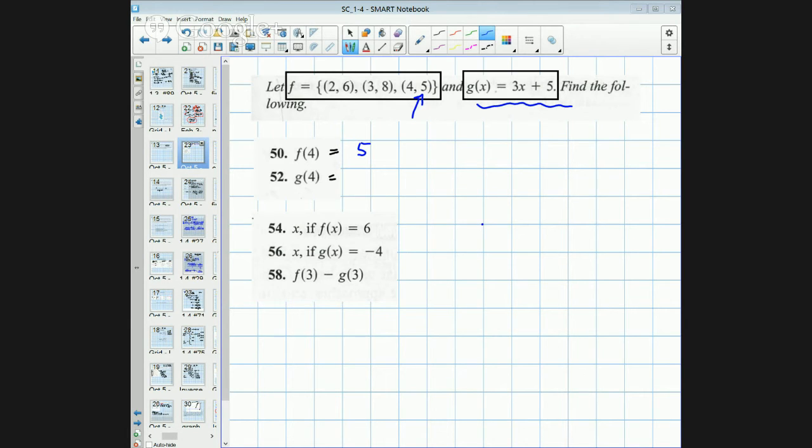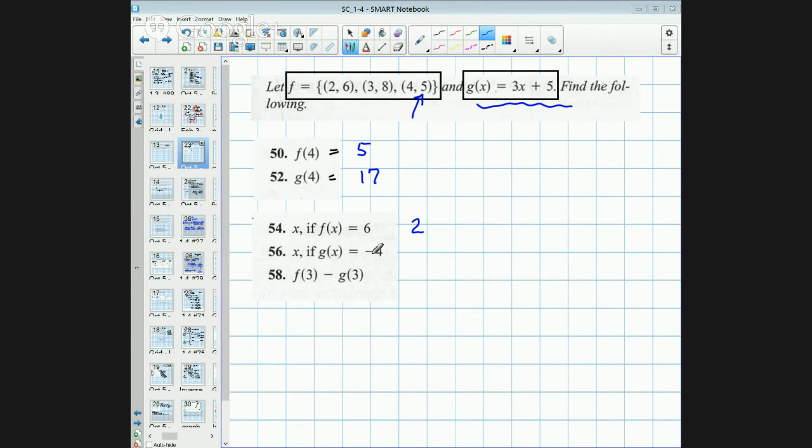What's g of 4? So now I got to use this rule. 4 times 3 is 12. 12 plus 5 is 17, right? Okay, now this one is a little bit backwards. This one says, well, if f of x is 6, can you tell me what x is? So you look over here and you say, which one has an answer of 6? Ah, right there. So what was x? Does everybody see that? X was 2.